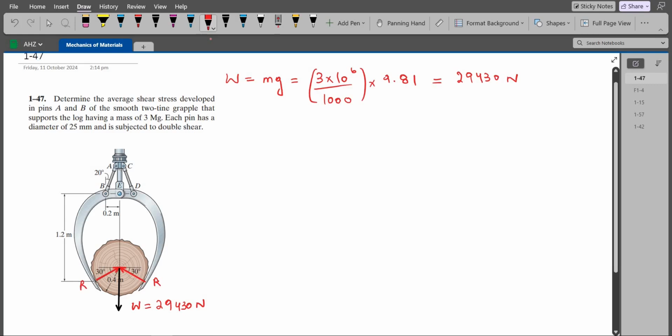Now we can resolve these normal reactions into their components. So we have one vertical component and one horizontal component. Similarly, one vertical component and one horizontal component. Let's label them as well. So this right here is R cos 30. This is also R cos 30. The vertical component is R sin 30. And this one is also R sin 30.